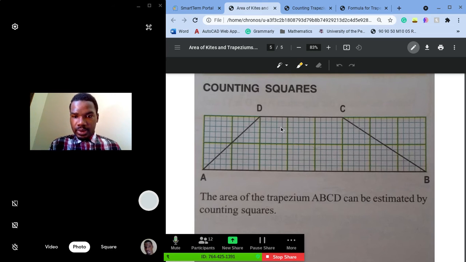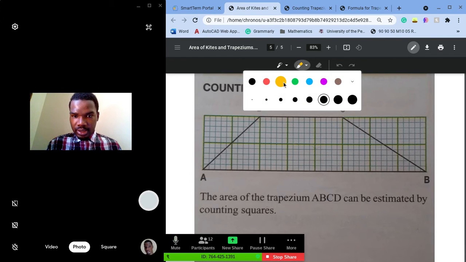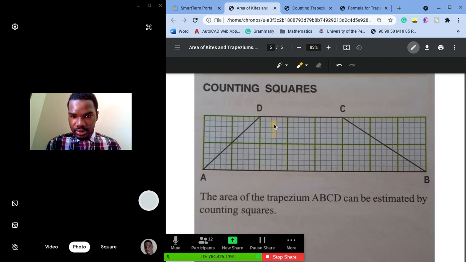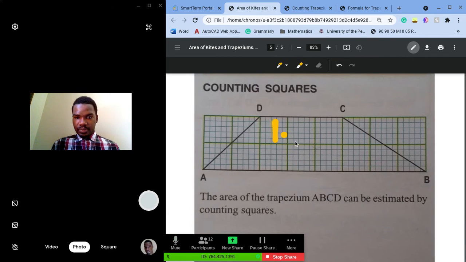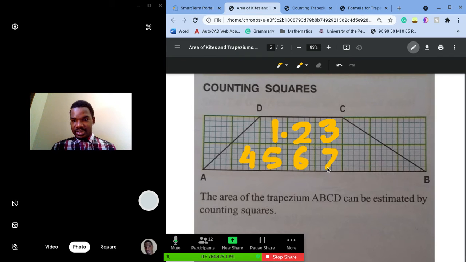So let's count the full squares. Let me identify it with this marker. So this is the first one. No, let me use another color. Alright, here we go. We use yellow. This is the first square. This is the second square. This is the third square. About 6 or 7. I don't know if I'm correct though. Let's check it. 4, 5, 6, 7, 8. It's actually 8 full squares.